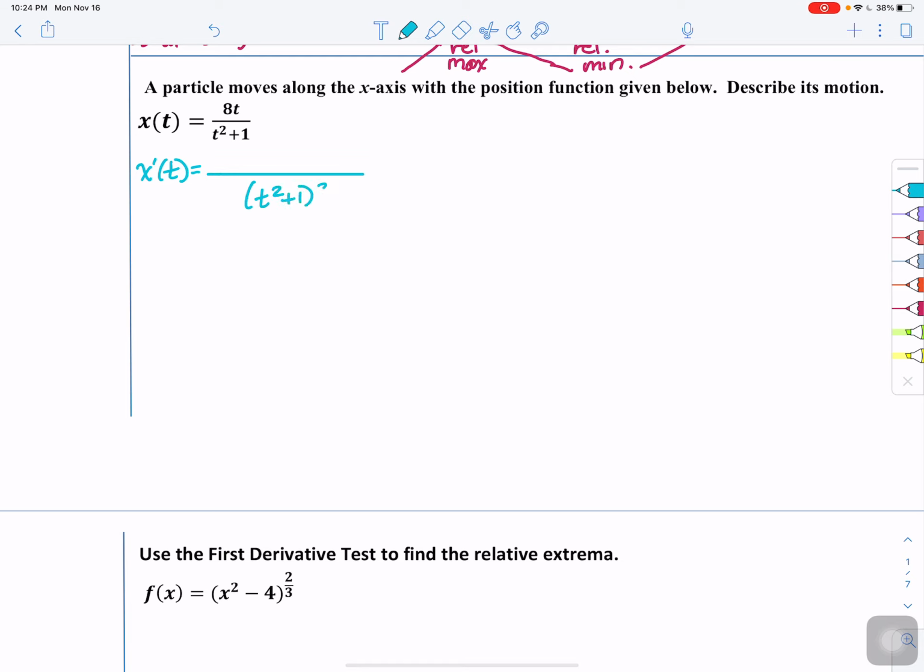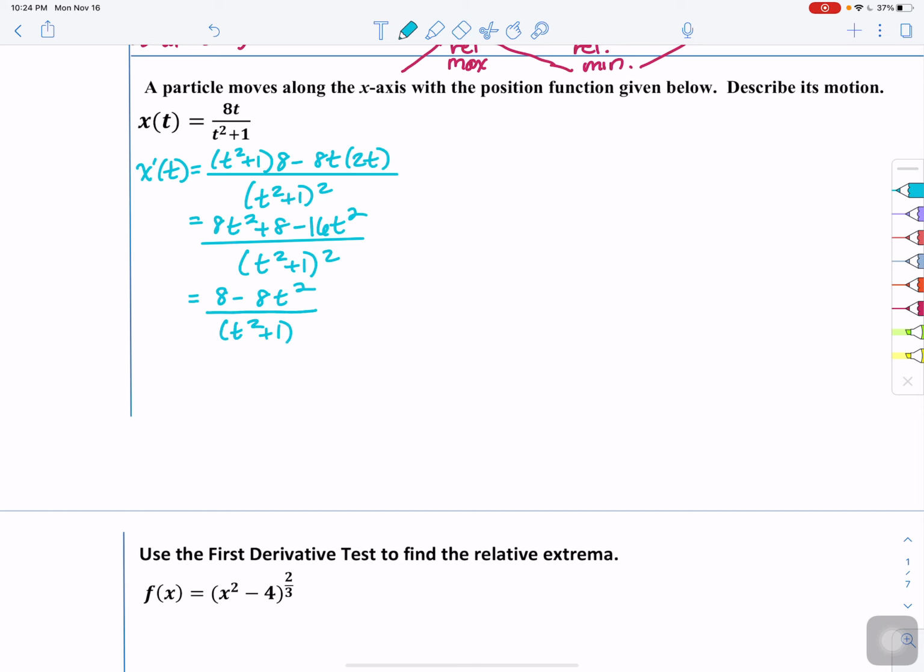So we're going to use the quotient rule. Take the denominator, square it, and how I do it is I write it right after I square it. Then the derivative of the numerator minus the numerator times the derivative of the denominator. Everybody has their own way of doing that quotient rule. We have 8t squared plus 8 minus 16t squared all over t squared plus 1, all squared. So we really want a nice, simple, rational expression because we're going to be using it to find critical points. So it looks like we have 8 minus 8t squared all over t squared plus 1, all squared.